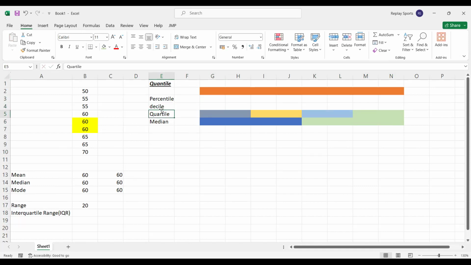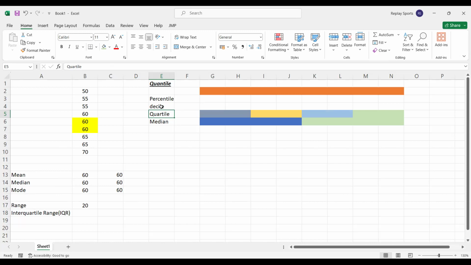Percentile means, let's say 1 lakh students appeared for an exam. You divide these 1 lakh students into 100 parts. How many students will be in each part? 100 into 100 is 10,000, so 1 lakh means each group will have 1,000 students. When you divide the entire 1 lakh students into 100 groups, each group will have 1,000 students.